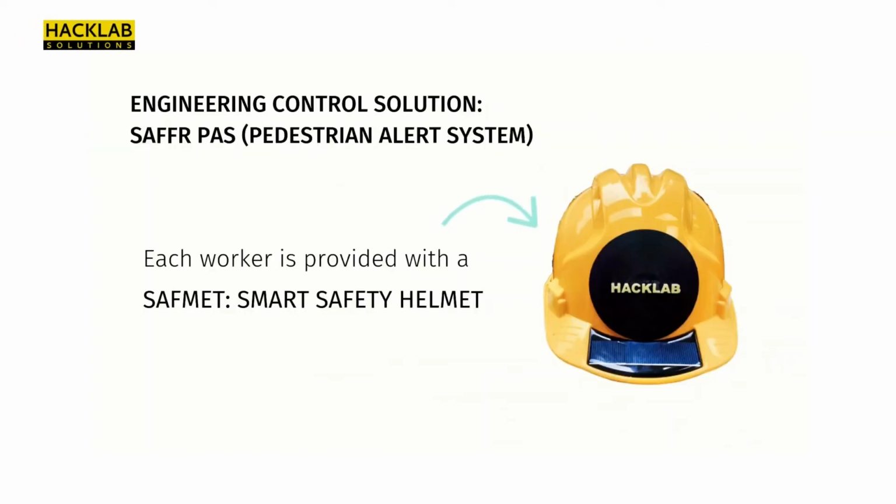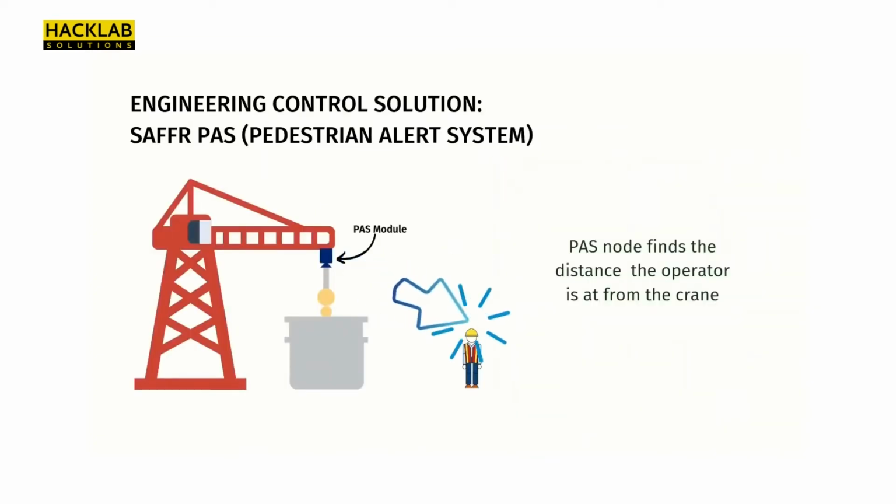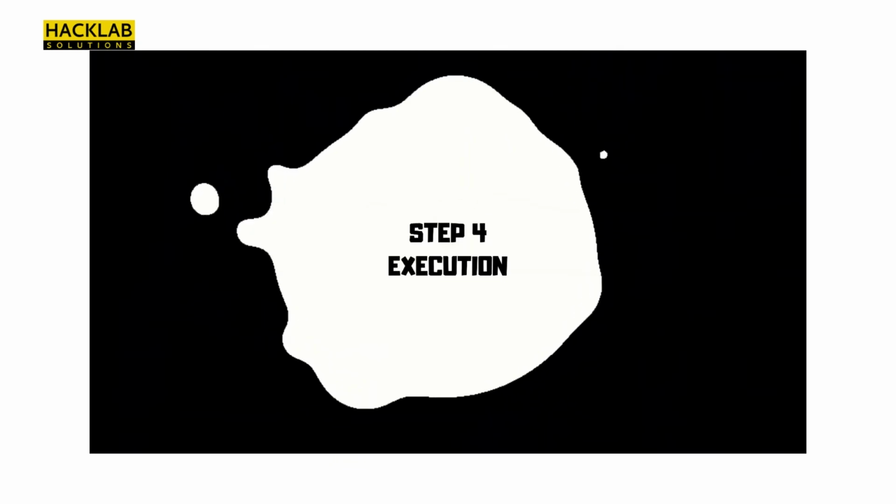Our engineering control solution TRAKR PASS, pedestrian alert system, has each worker provided with a SafeMet, a smart safety helmet. PASS nodes are mounted at desirable locations on the crane to interact with nearby SafeMets. With the help of these PASS nodes, the distance from the worker to the crane is calculated continuously in real time, and whenever the worker comes close to the crane load, the crane stops.